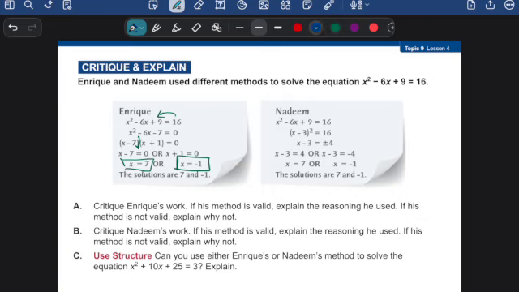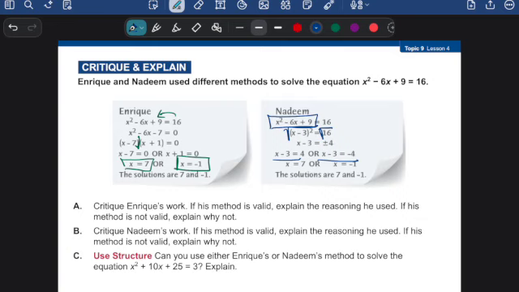For Nadim, he recognized that the trinomial on the left is a perfect square trinomial, so he just factored that as a binomial squared, as x minus 3 squared. It's still equal to 16, and if you take the square root of a square, that cancels out, so he took the square root of both sides. He remembered that if you take the square root of a number, you have a positive and negative solution, so he had x minus 3 equals positive 4, or x minus 3 equals negative 4, and he solved for x and got the same two solutions, positive 7 or negative 1. So they're both correct.